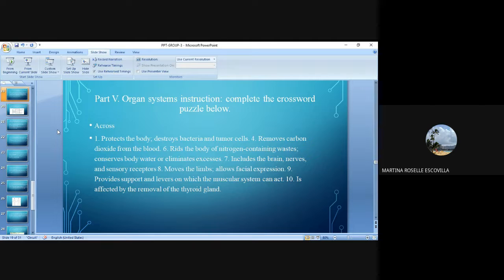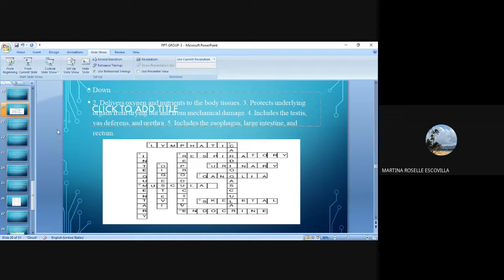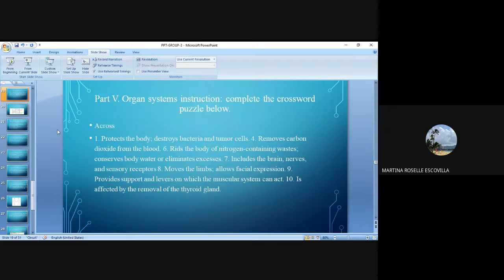Number 4. It removes carbon dioxide from the blood. And the answer here is respiratory. Respiratory is the network of organs and tissues that help you breathe.